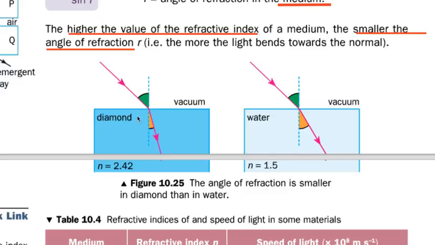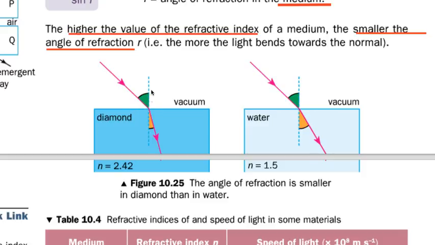So now you're able to tell how to identify whether light will bend towards or away from the normal. If this is vacuum or air and this is diamond, obviously the light ray will travel faster in vacuum than in diamond. So if I have a truck going down in this direction, you can see the right tire, left tire.